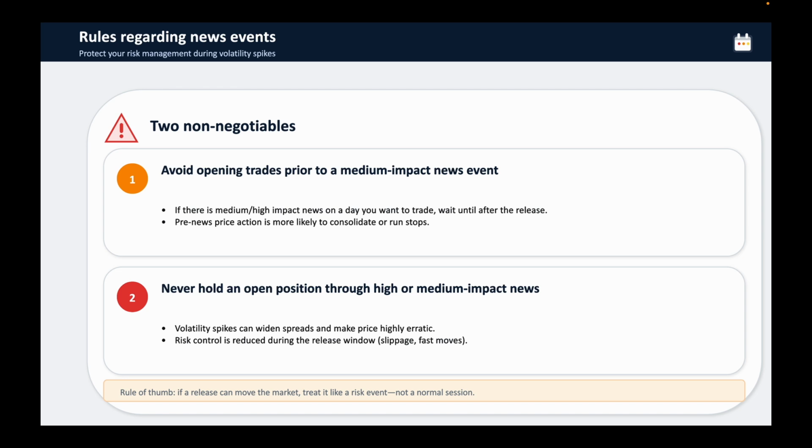And therefore it's highly manipulative, and you lose complete control of your risk management during these moments. So no matter how confident you feel on the direction of price, the reward of being correct does not outweigh the unlimited potential of being incorrect. That's about it for the economic calendar.